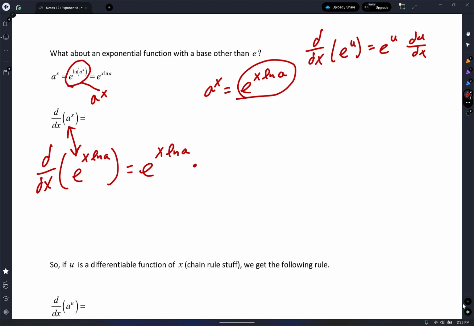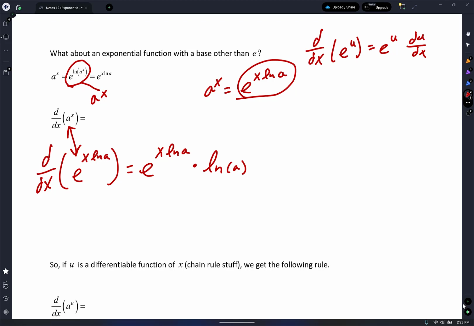Times the derivative of x ln of a. I don't know what that is. Yes, you do. Ln of a is just a constant. X is linear. So if I were to tell you what's the derivative of 3x, you would tell me 3. So if I tell you what's the derivative of x ln a, you're going to tell me ln a.